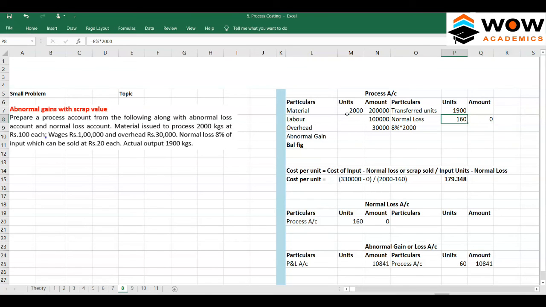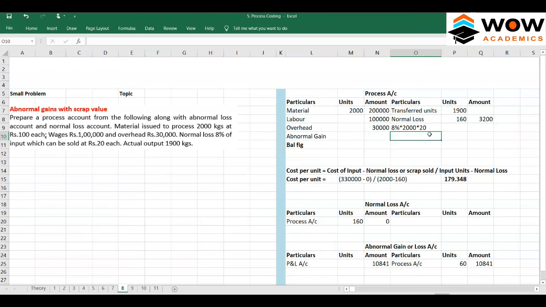Normal loss is 20% of the input, so that is 160 units only, so we don't need to worry about that. But this loss could be sold. Now it could be sold at a price of 20. So that comes to 3,200. So if you look here, it comes to 3,200. Now we can close the accounts.